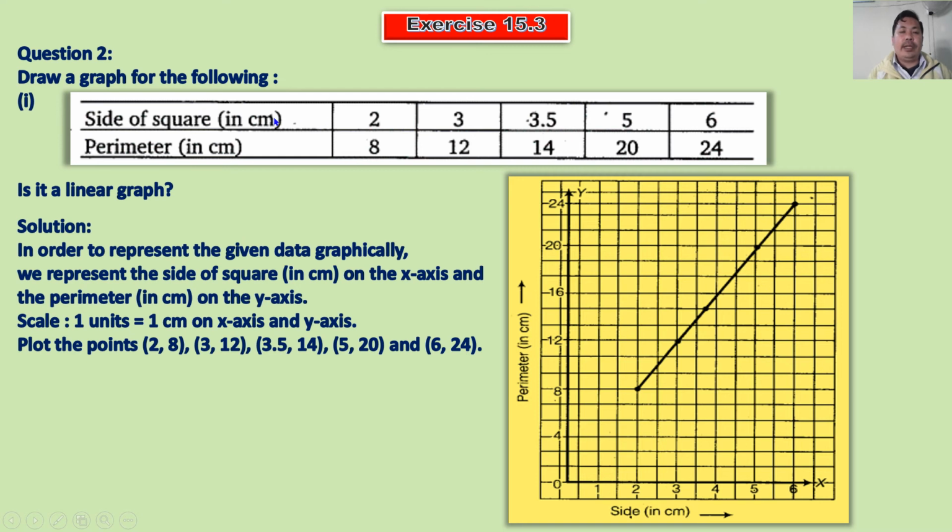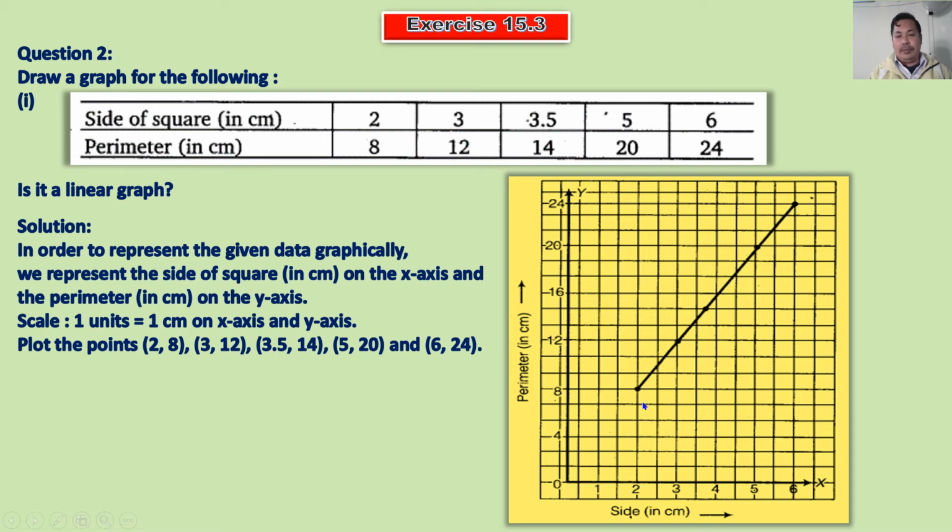So we'll take the side of the square as the independent variable. This independent variable will be the value of x, and the dependent variable, that is the perimeter, will be taken as the value of y. Clear? So when the value of x is 2, the y value will be 8, and when x is 3, y will be 12. And so on. Okay, clear?